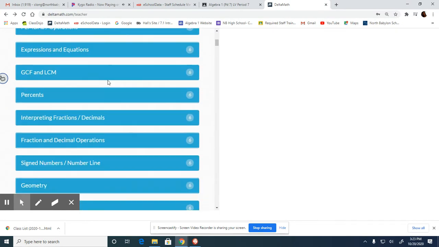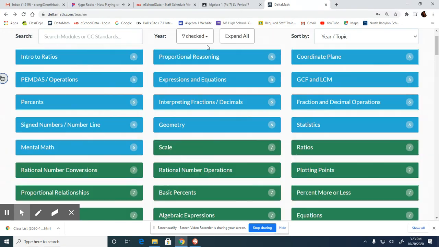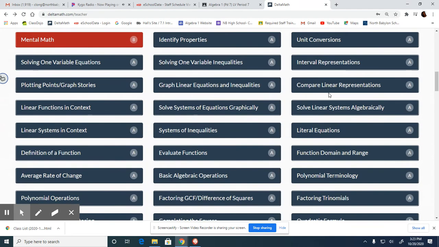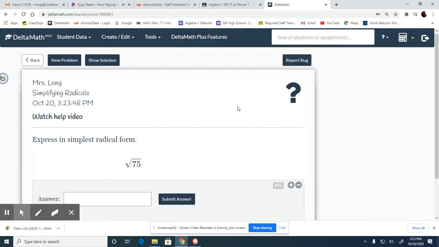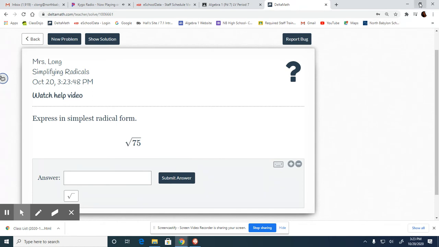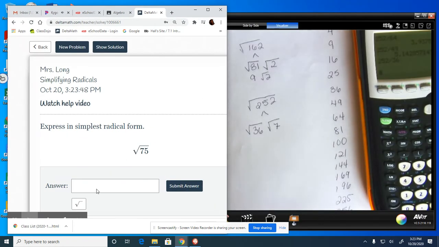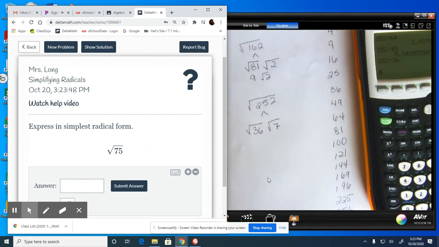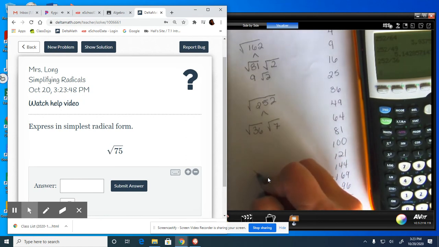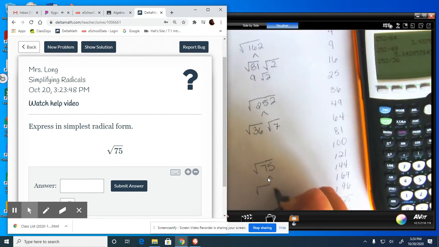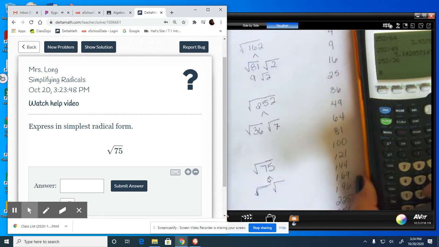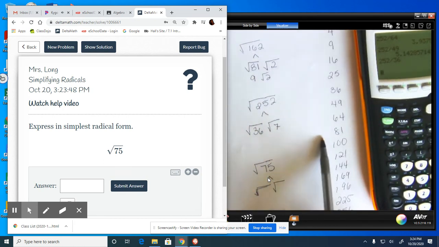Now, oh, I lost what I was looking for here. There it is. So now simplifying radicals is just regular. So for this one, you don't have to do the guided. They just want you to put in the final answer. So I'm going to come over here and do the square root of 75, break it into 2, just like we did before, and start dividing it.